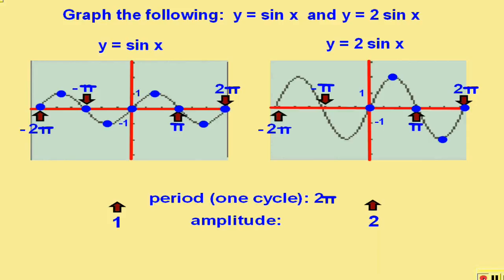On the y equals sine x graph, the amplitude is 1. We go up 1 and down 1 as we move across the graph. For y equals 2 sine x, the amplitude is 2. We go up 2 and down 2 as we move along the graph.